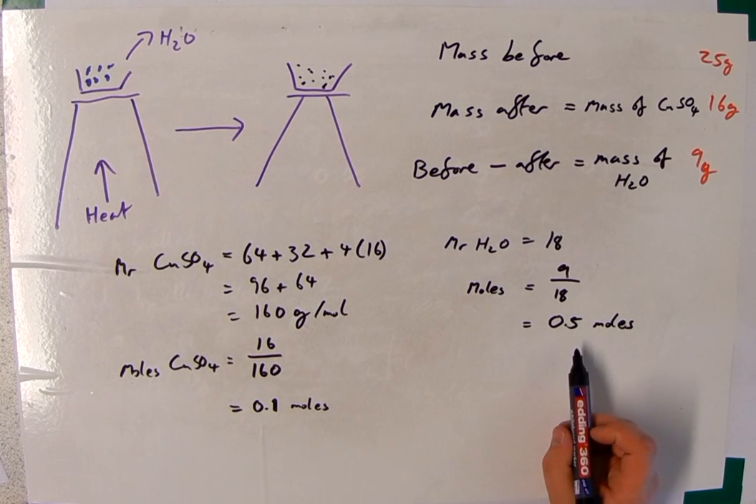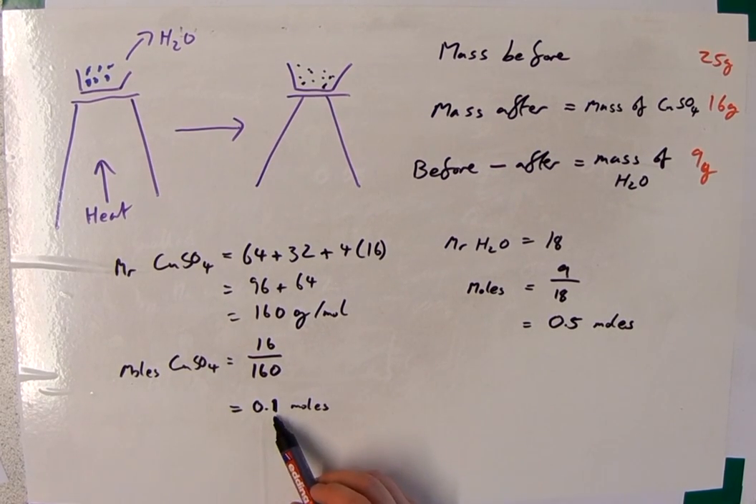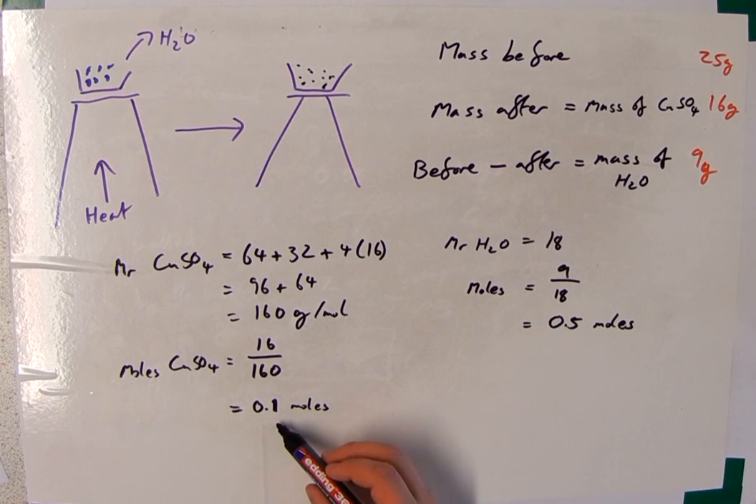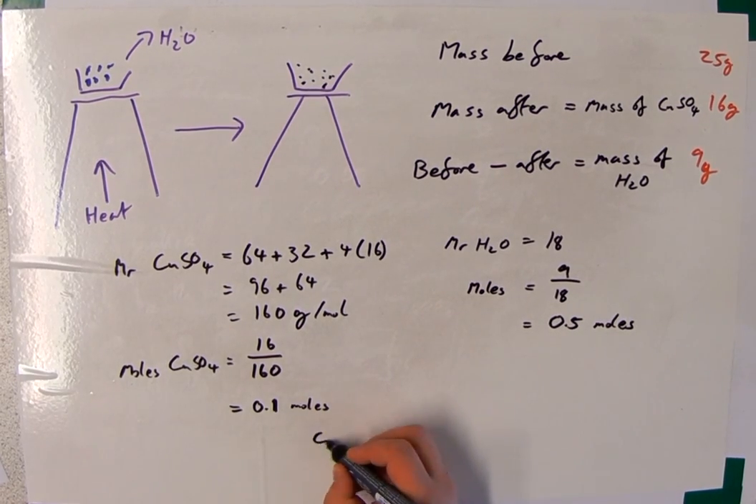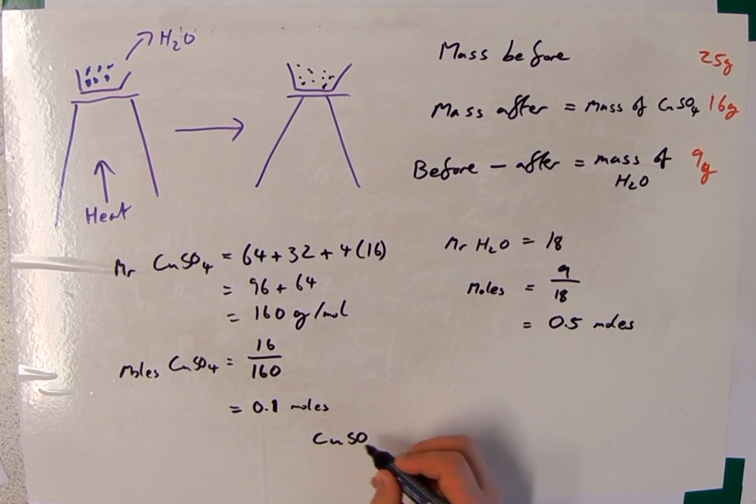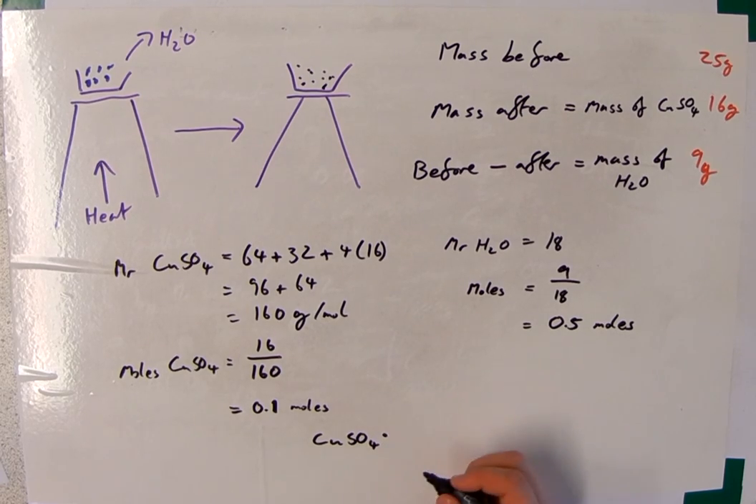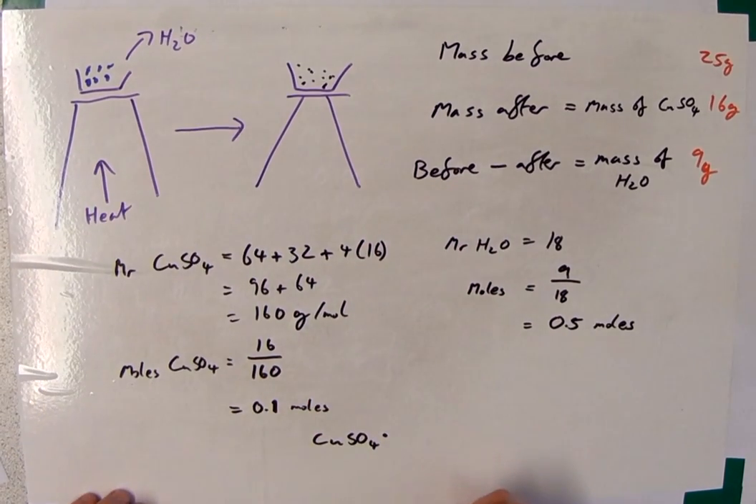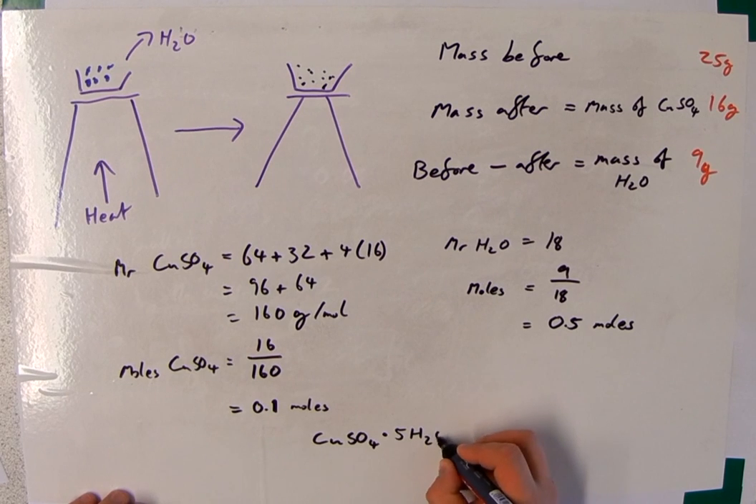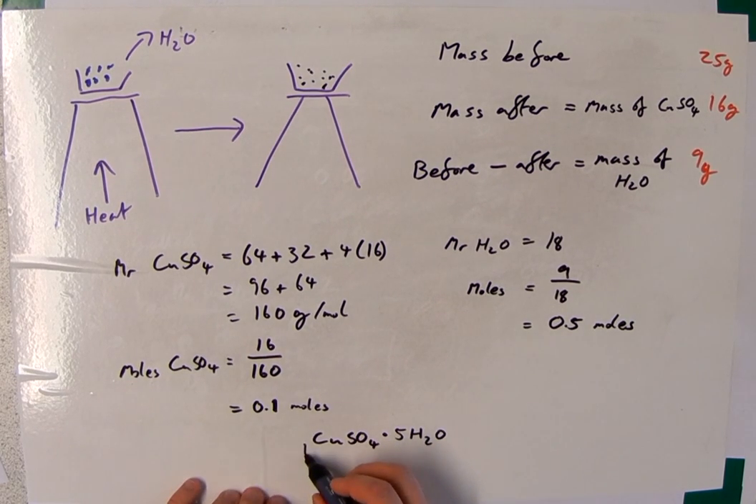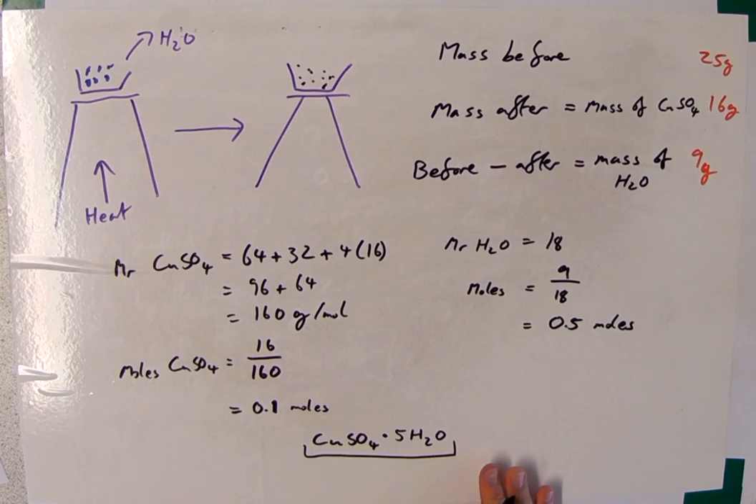So if we look at this, for every 0.1 we have 0.5, so for every 1 mole we're going to have 5 moles, just times by 10. So copper sulfate, 1 mole, put a dot for water of crystallization, and this is water that's stored in this crystal lattice, is going to give us 5 waters. So that is the full formula for our copper sulfate.